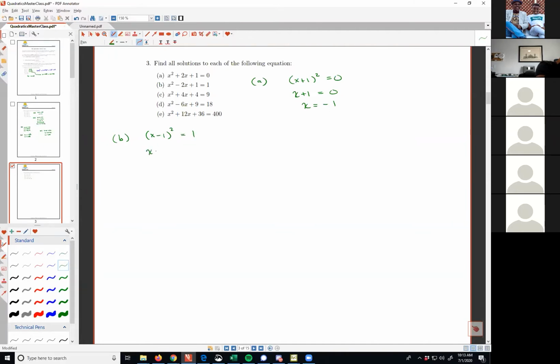Now we can take the square root. And what are our solutions? 2, negative 2. What am I saying? 0 and negative 2. 0 and 2.